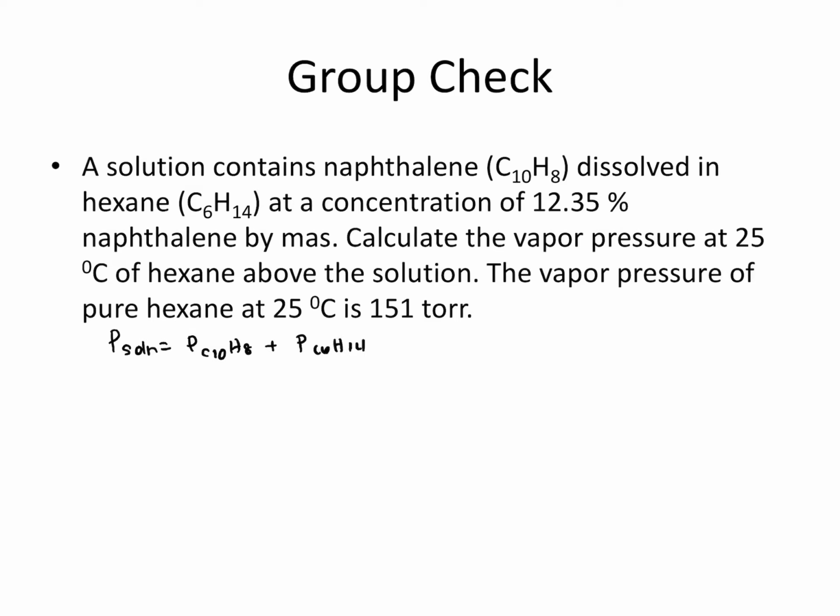Okay, so we have a solution that has our naphthalene and our hexane. And the solution has a concentration of 12.35% by mass naphthalene, which means that I have 12.35 grams, since I can assume 100 grams since I'm given my percent.